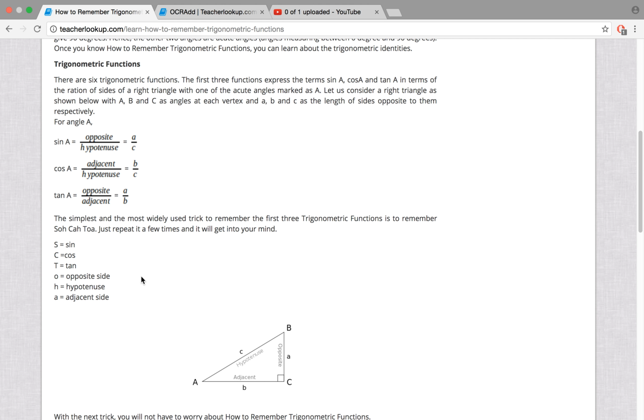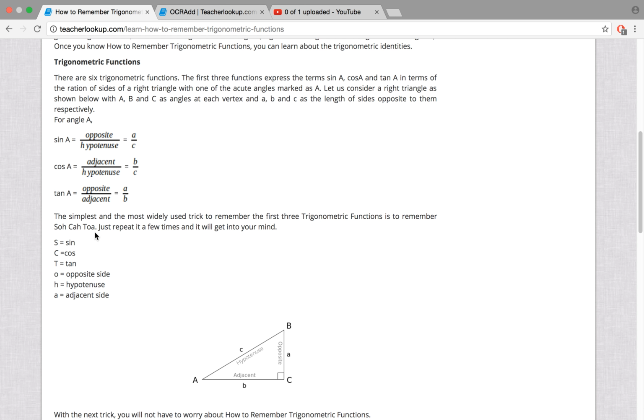All right. And the best way to remember this is SOHCAHTOA. SOH is sine, opposite over hypotenuse. CAH, cos A equals adjacent over hypotenuse. TOA is tan, opposite over adjacent. So this is a simple way of remembering these equations above.